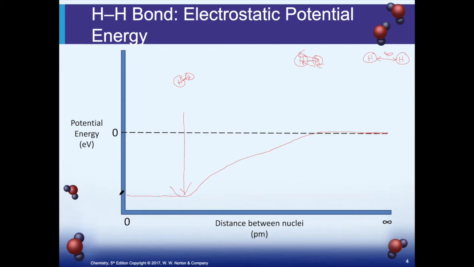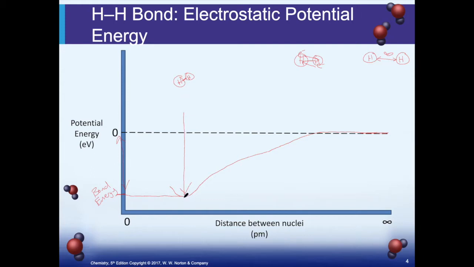So what we could say then is that energy on the y-axis here, that would be the bond energy. Okay, that's the bond energy of this H2 molecule. So that's the energy that I would have to put in if I wanted to break that bond. I would have to put in that much energy. Okay, that's how much energy would be required for me to pull those two hydrogen atoms apart.